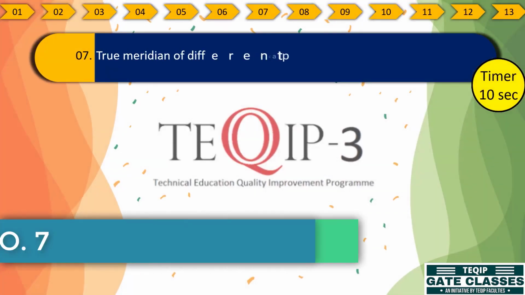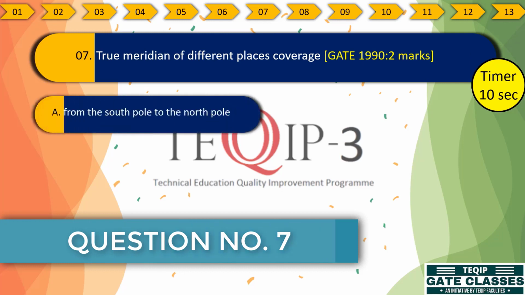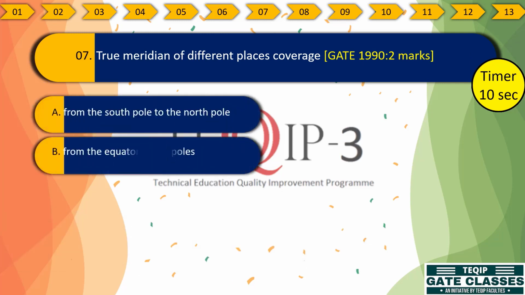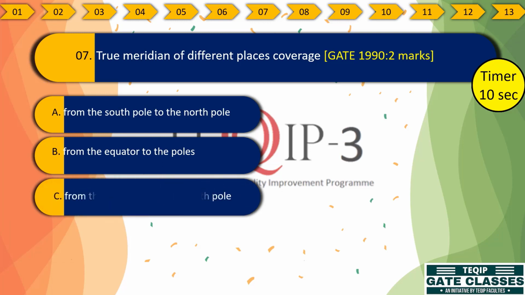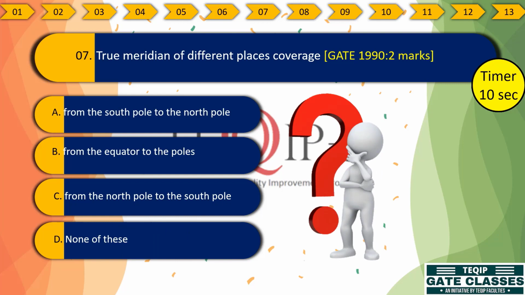Question number 7. True meridian of different places coverage. Options are from North Pole to South Pole to North Pole, from equator to the poles, from the North Pole to South Pole, or none of these. So this is a very general question. This is a conceptual question. So your time starts now.